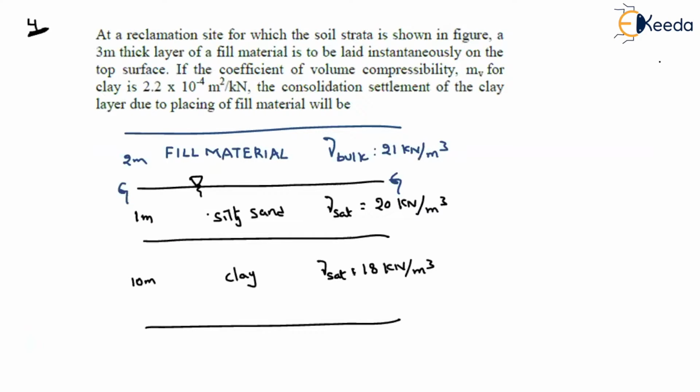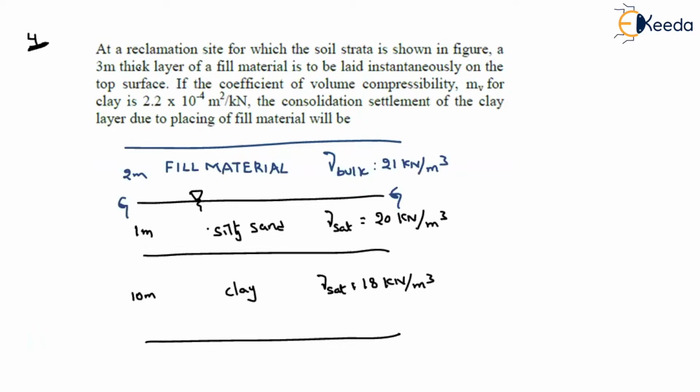What is there in the question? So let us first understand. A reclamation site for which the soil strata is shown in the figure. A 3-meter layer of fill material is to be laid instantaneously on the top surface. That means there is sand, silty sand and clay. Over this, they are placing some fill material.